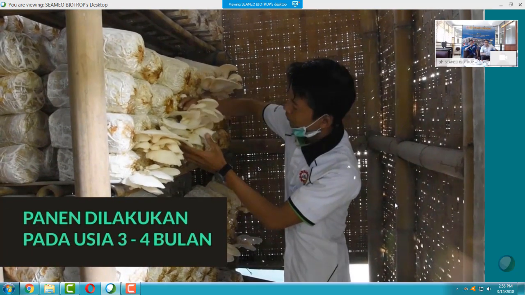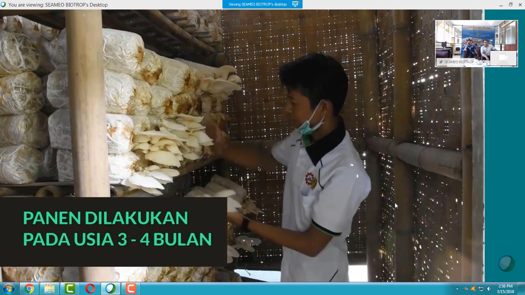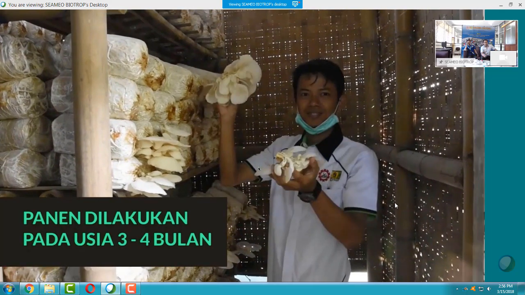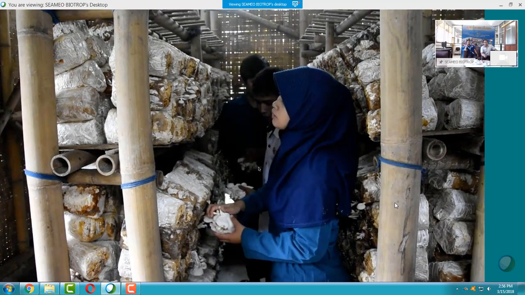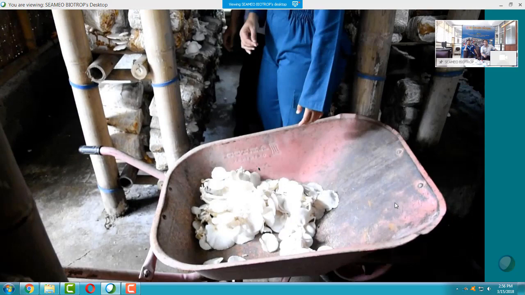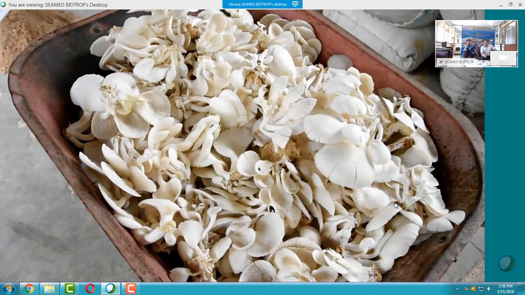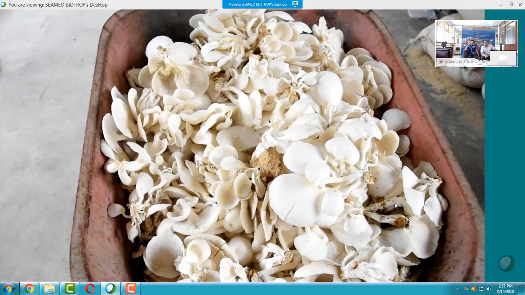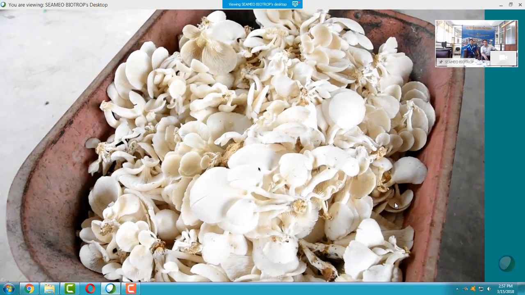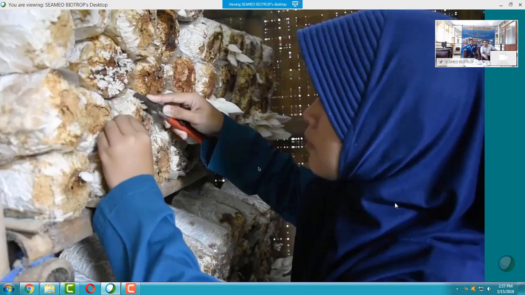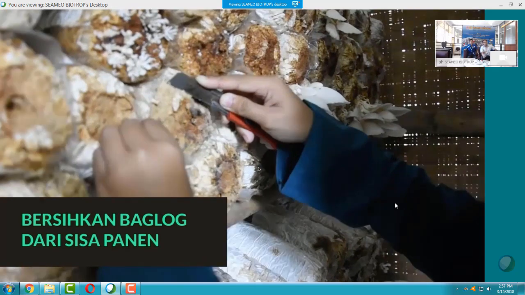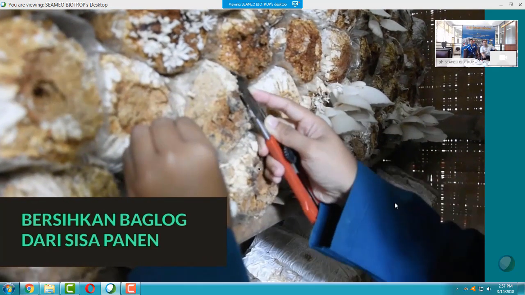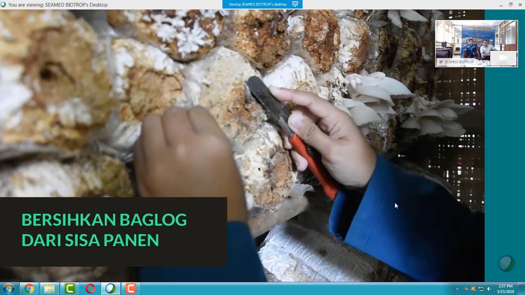And after 3 until 4 months, here, the baglog have finally produced the mushroom and it's already at edible size, so it's harvesting time. And when harvesting, make sure that you pull the roots of the mushroom. And don't forget to clean the residue of the mushroom root or dirt in the baglog itself, because the baglog can be used 3 until 4 times, like this one. So make sure to clean the baglog afterwards to prevent decomposition on the baglog, which can prevent the next mushroom from growing.